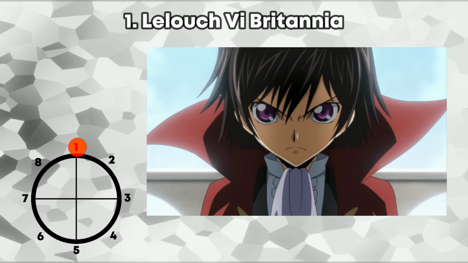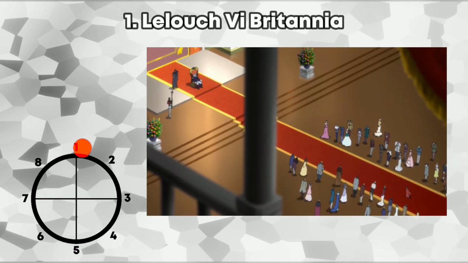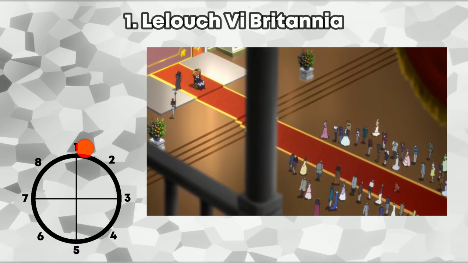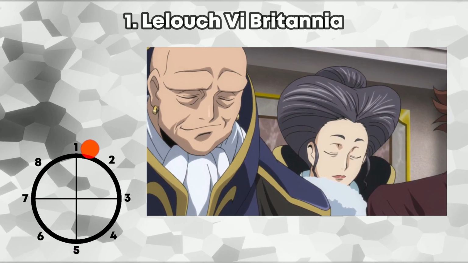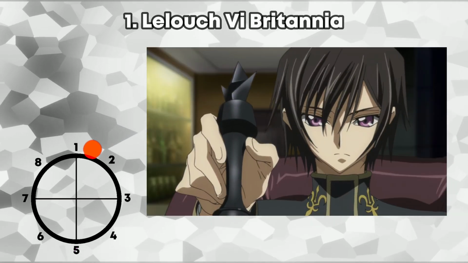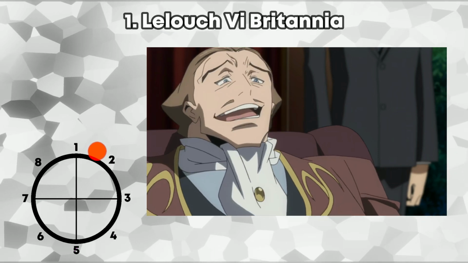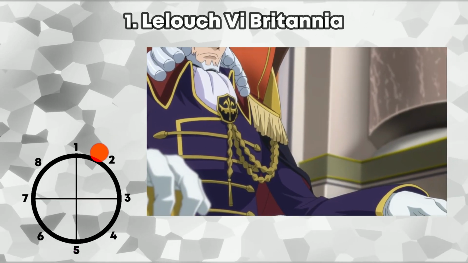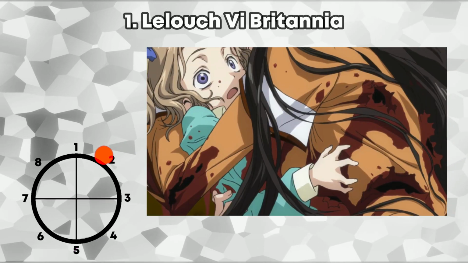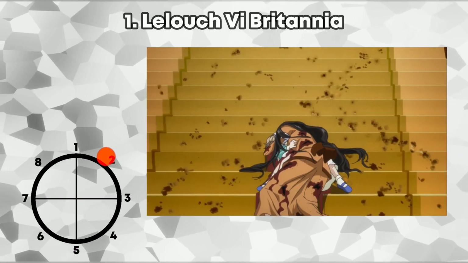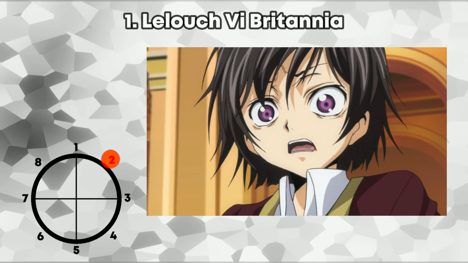1. Lelouch vi Britannia. Our main protagonist is Lelouch Lamperouge, aka Lelouch vi Britannia, the 11th Prince of the Holy Britannian Empire and son of the 98th Emperor of Britannia. A smart and cunning tactician, he has a strong sense of justice and he believes that the world under his father's rule isn't just, thinking he can rule it better, especially after his mother's assassination and seeing his father's lack of concern and unwillingness to protect him and his crippled sister Nunnally.